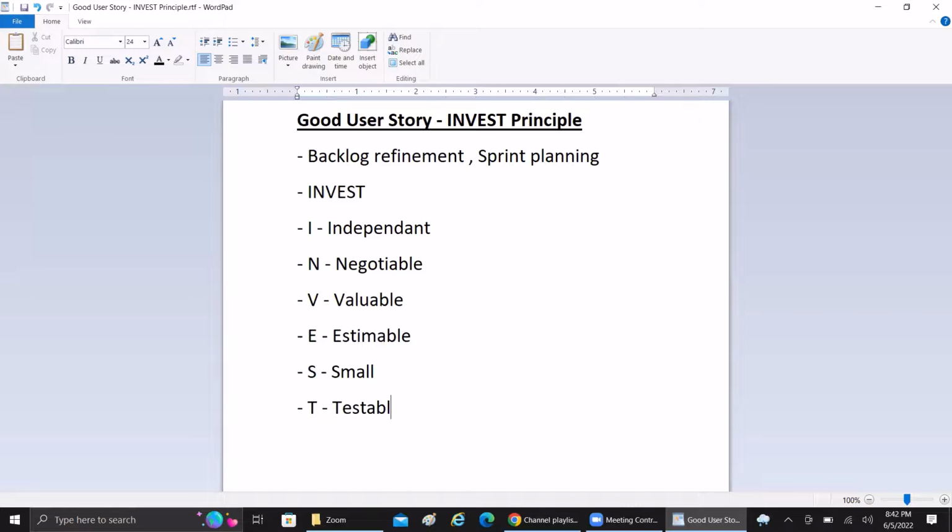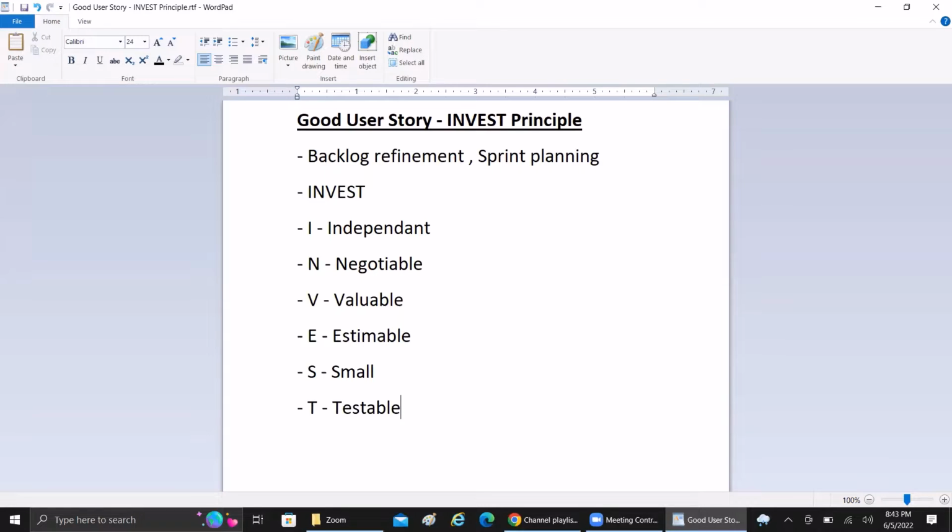And the last one is T, it should be testable. For testing, sometimes we need some additional setup, or some extra credentials. So while you consider a good user story, you should also ensure that it is testable based upon the acceptance criteria defined for the user story. A good user story should have good acceptance criteria which will help the test team to achieve it within that sprint by completing the testing phase.